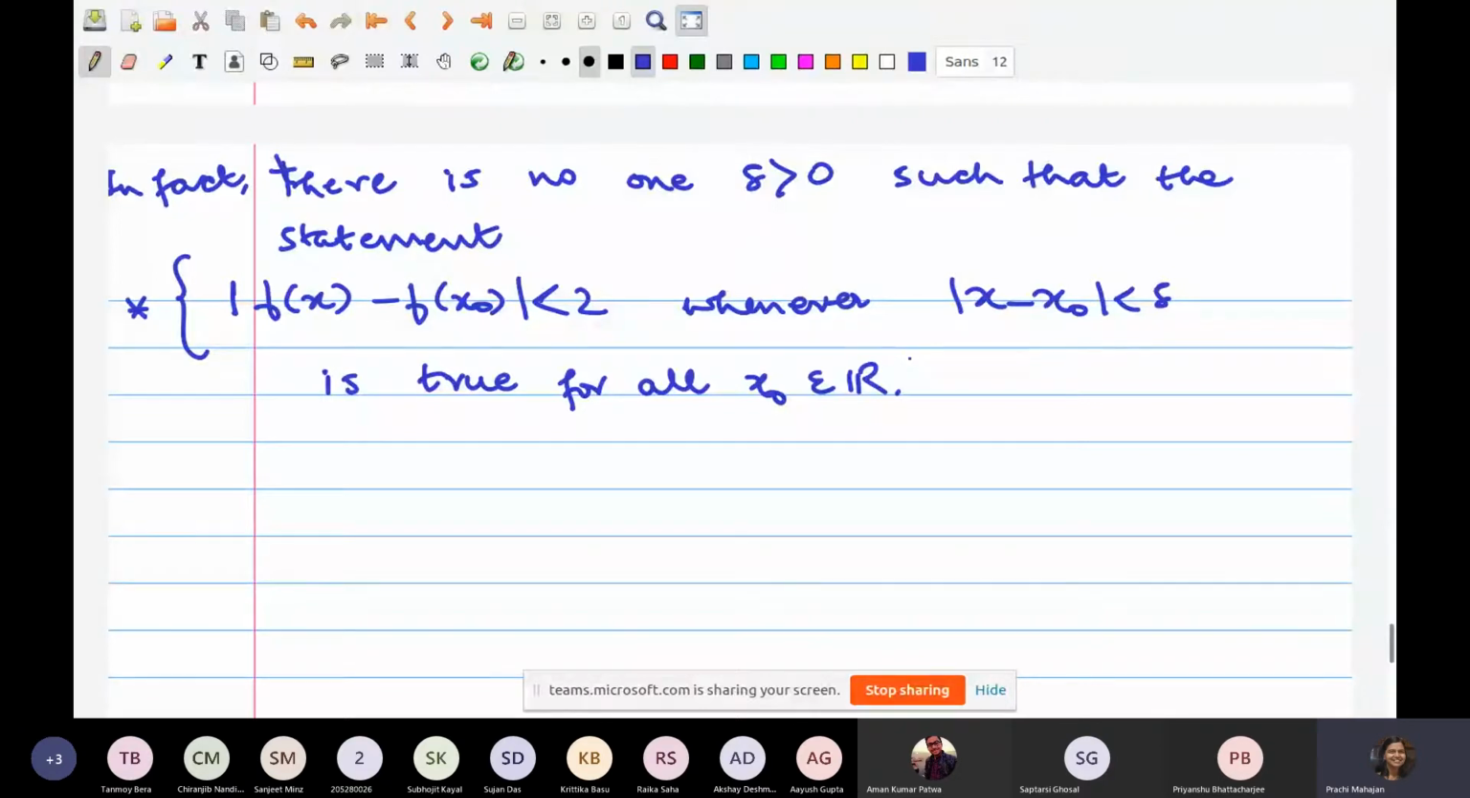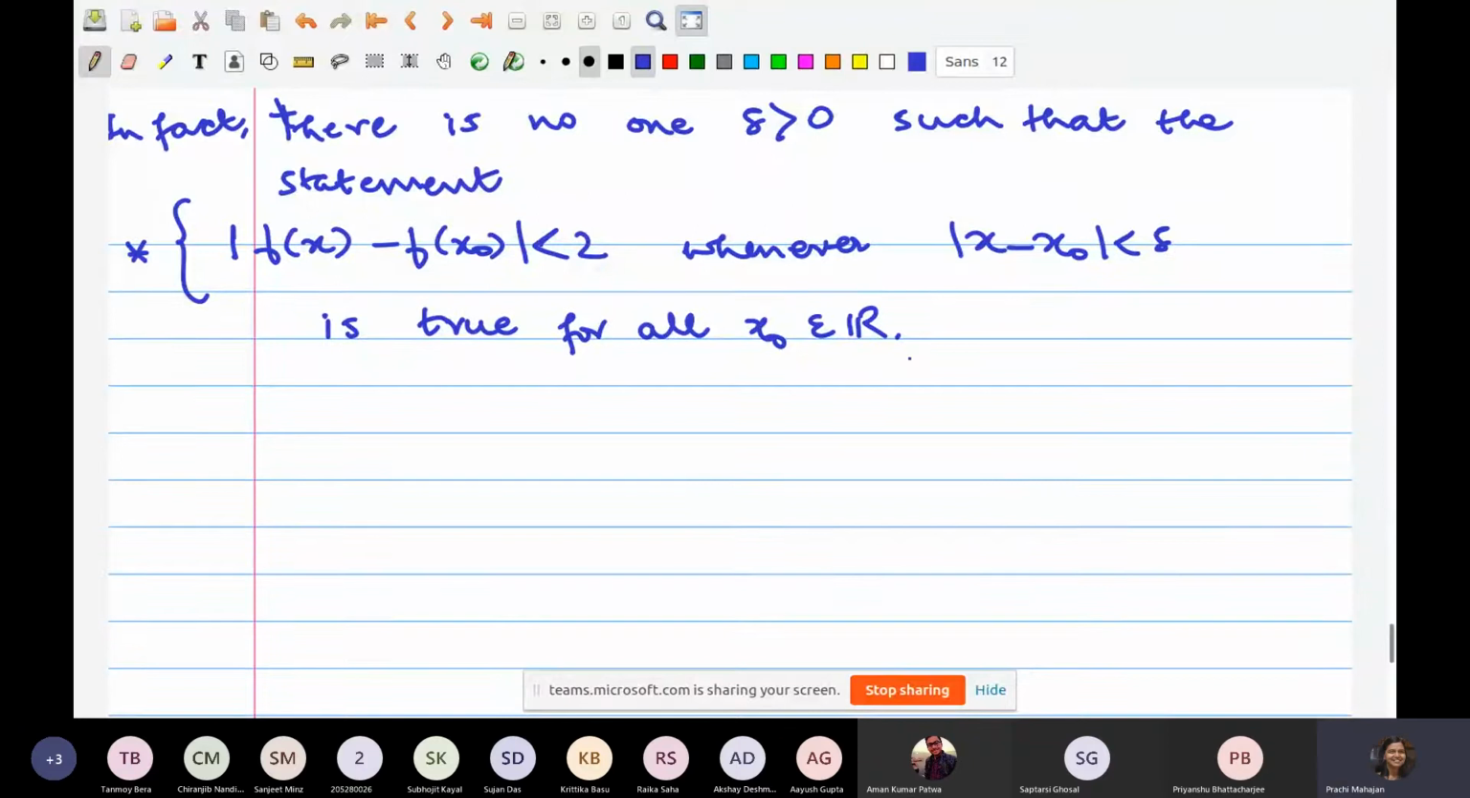So let me explain why this statement is true. Why is it that one cannot find a positive delta such that the statement star tilde holds for every point x0? This is essentially saying that this function f fails to be uniformly continuous on the entire real line. However, this function is certainly continuous on the real line.